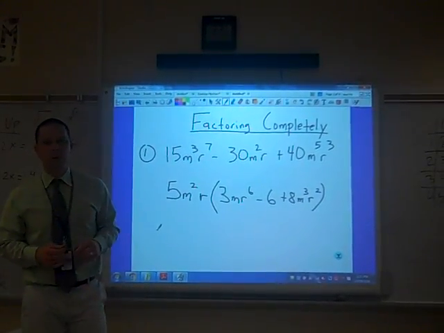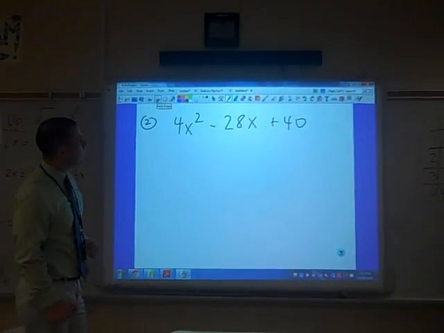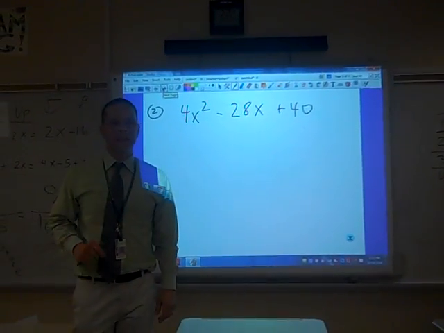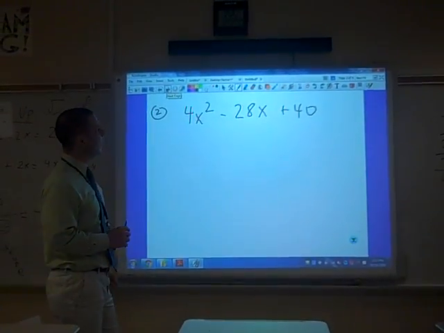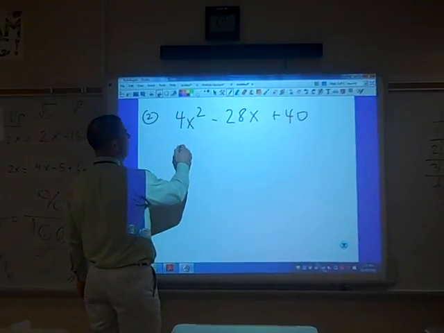So let's look at a couple more examples. So in number 2, I see I have a trinomial here. The first thing I always need to look for is a greatest common factor. Is there a GCF in this case? And there is. What is it? It is 4. So we will factor out a 4.